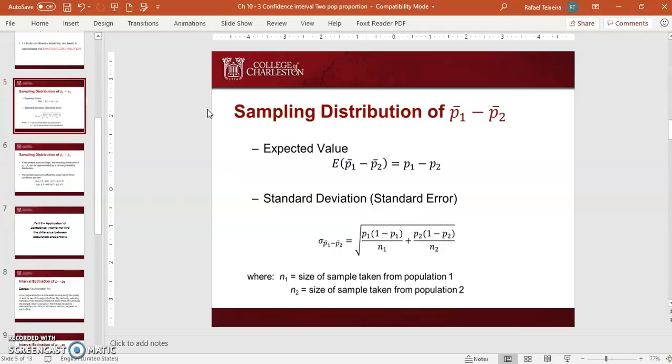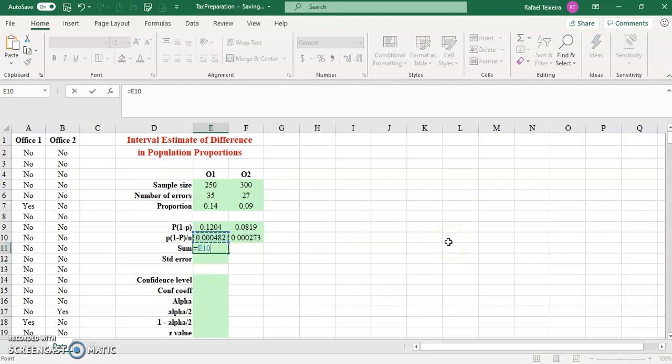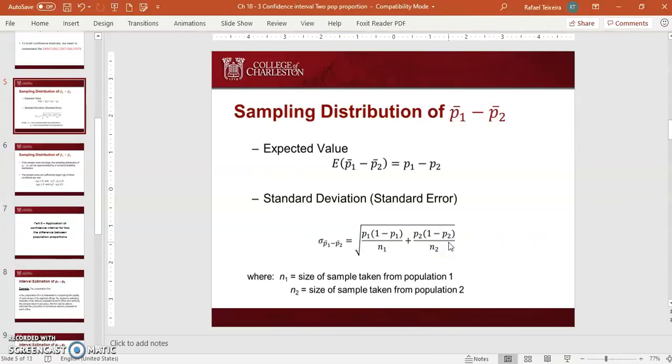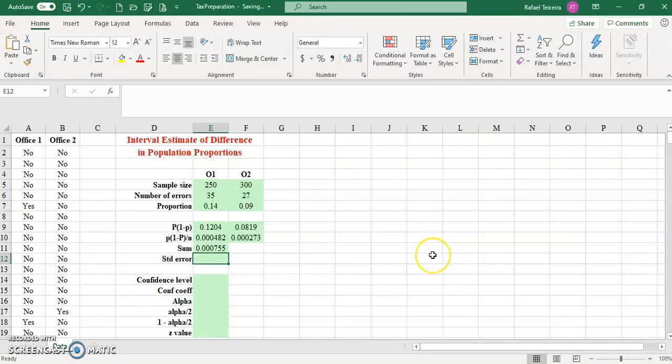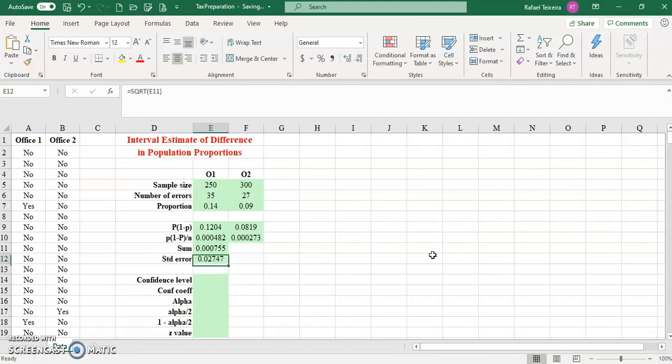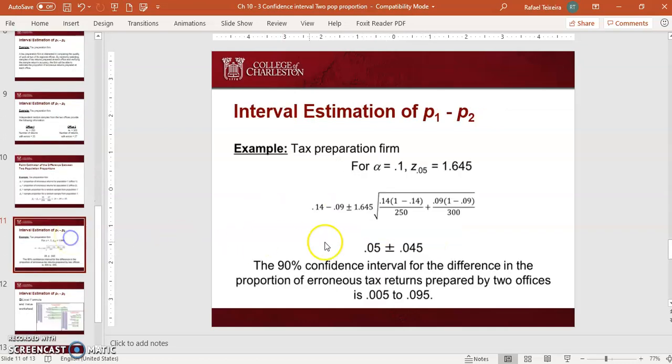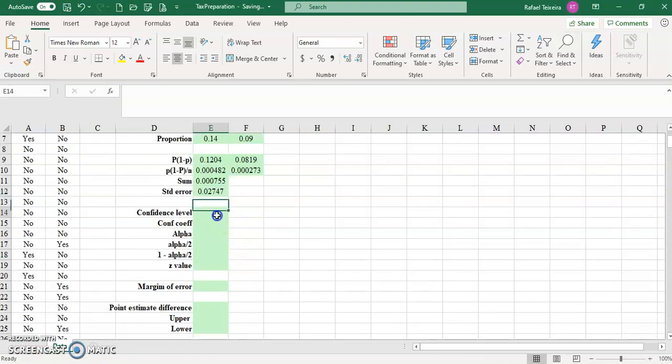So I did this, then I did this, now I'm going to sum them. The sum is equal to this number plus this number. I have everything under the square root. Now I take the square root of this number, and that's my standard deviation of the differences in the population proportion. That's the number that goes underneath here. All right, so now the confidence level.